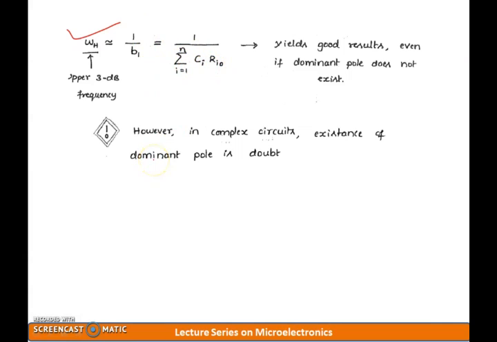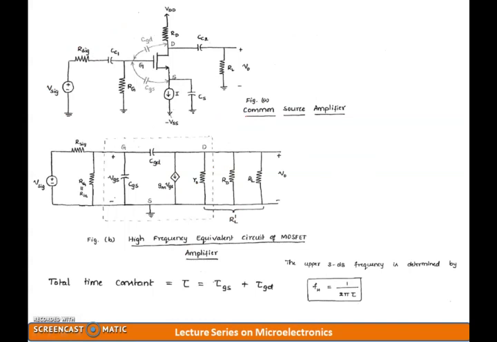Now however, in complex circuits there is a doubt about the existence of a dominant pole, and sometimes this particular method is not a preferred choice for complex circuits, but it is a preferred method when I am going to analyze individual amplifier configurations.